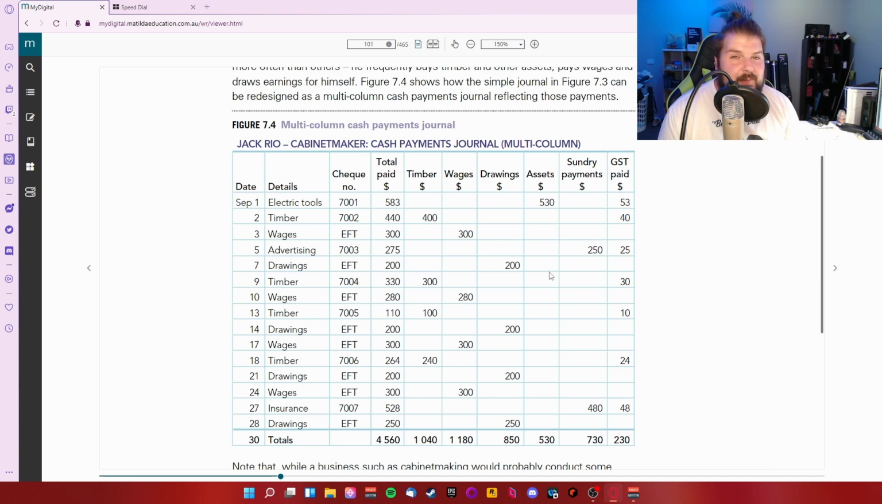Again, my sundries column is very sparse. It's very easy for me to say, I'm paying $480 in insurance, and I'm paying $250 in advertising. It's very quick and easy for me to tell that. Otherwise, timber, wages, drawings, it's all already added up for me in the totals column. So there's definitely some benefits there.